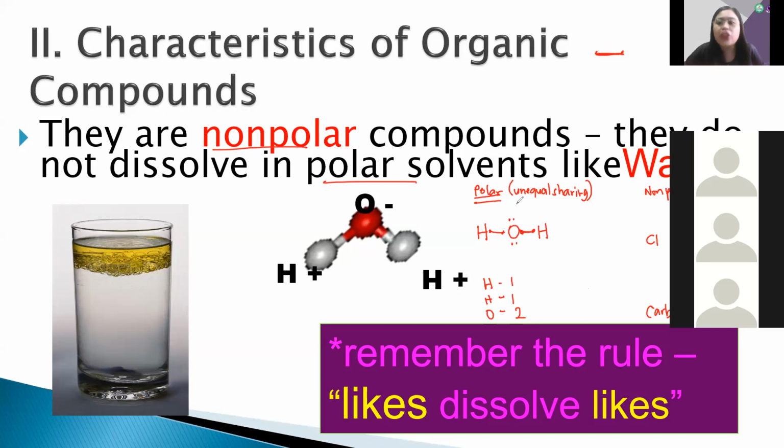So polar, yung water natin is a polar solvent and it can only dissolve polar solutes also. Aside from the ionic compounds ha, ionic compounds has nothing to do with this. Pag ionic compounds, most of the time, they are soluble in water. But if we are talking about organic compounds, for it to be dissolved in water, it should be polar also. Meaning, if you look at the electrons, there will be an unequal sharing of electrons.